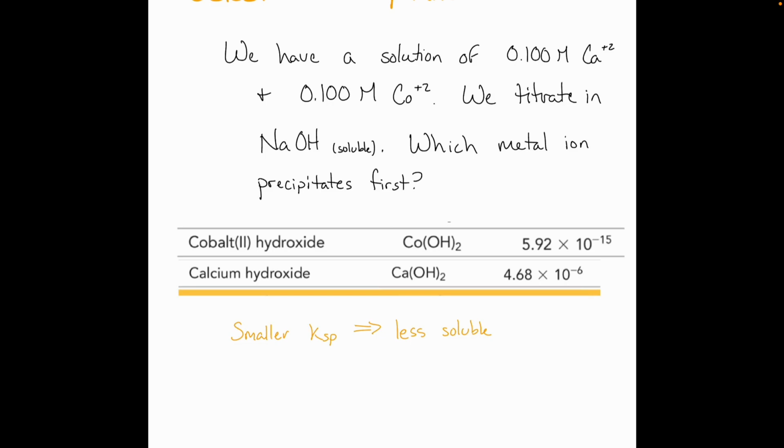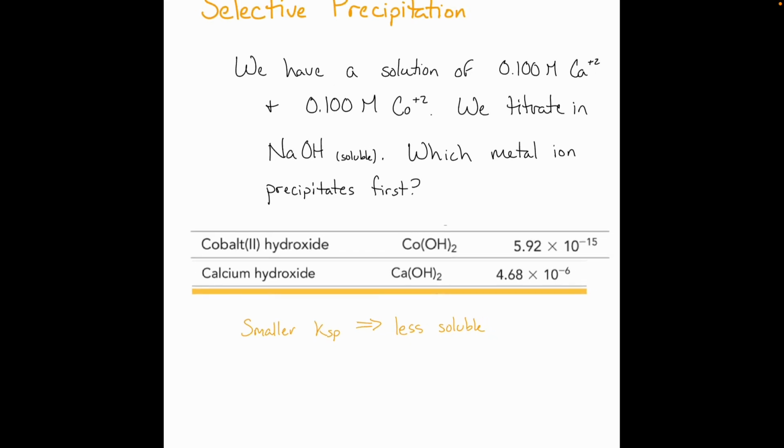All right, so which compound is going to precipitate first? Cobalt will precipitate first.